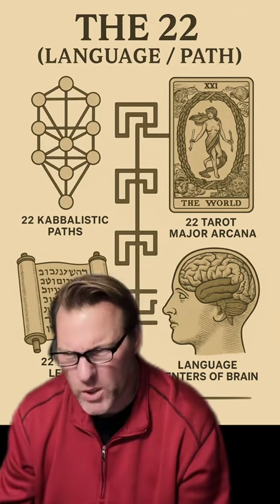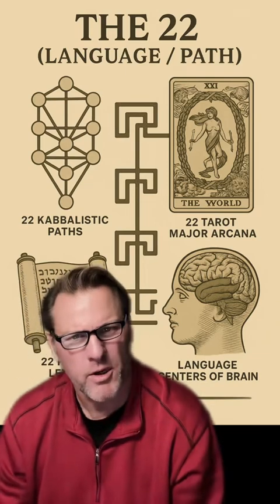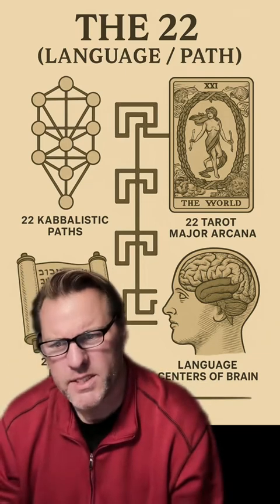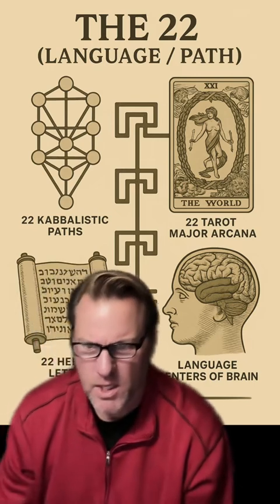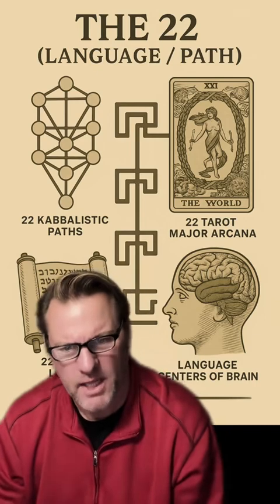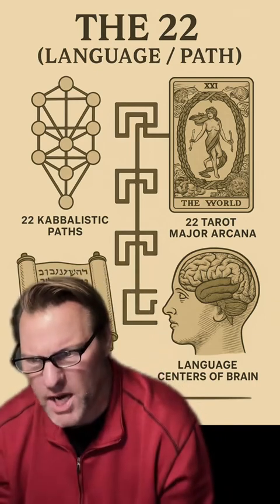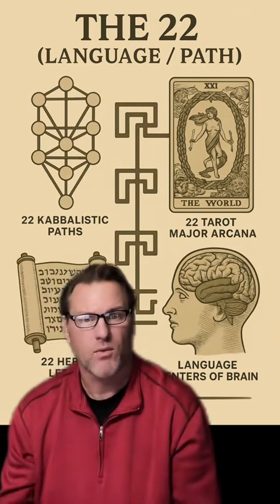So what does 22 mean as a frequency? It's not 22 tones on a piano. It's the resonance of perception itself. 22 is the archetypal set of vibrations that give rise to language, symbol, and path. The structure by which consciousness translates reality.